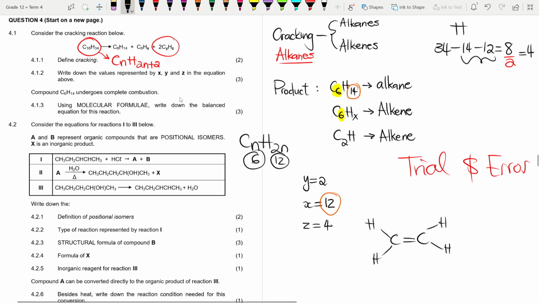It's 3 marks, which means you have to be quick in doing so. Don't want to waste marks on a 3 marks question. But if you already know what to do, you know how to be quick. Okay, so at the end of the day, Y is 2, X is 12, Z is 4.